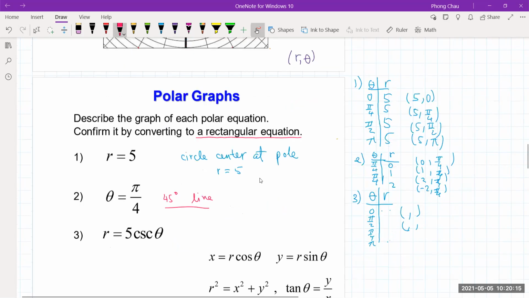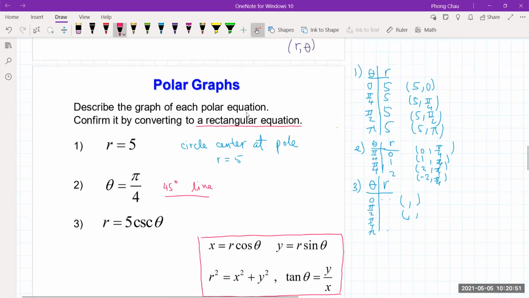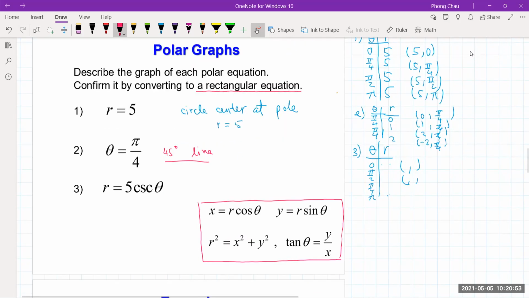Now to do so, we will be using these four. Okay, that I have up there, but I just copy it down here. These are the four formulas that help us convert back and forth between the rectangular and the polar equations. For example, looking at r equal 5. Okay, so r equal 5. So if you're going to convert it back to rectangular equation, I have number 1, r is 5, right?